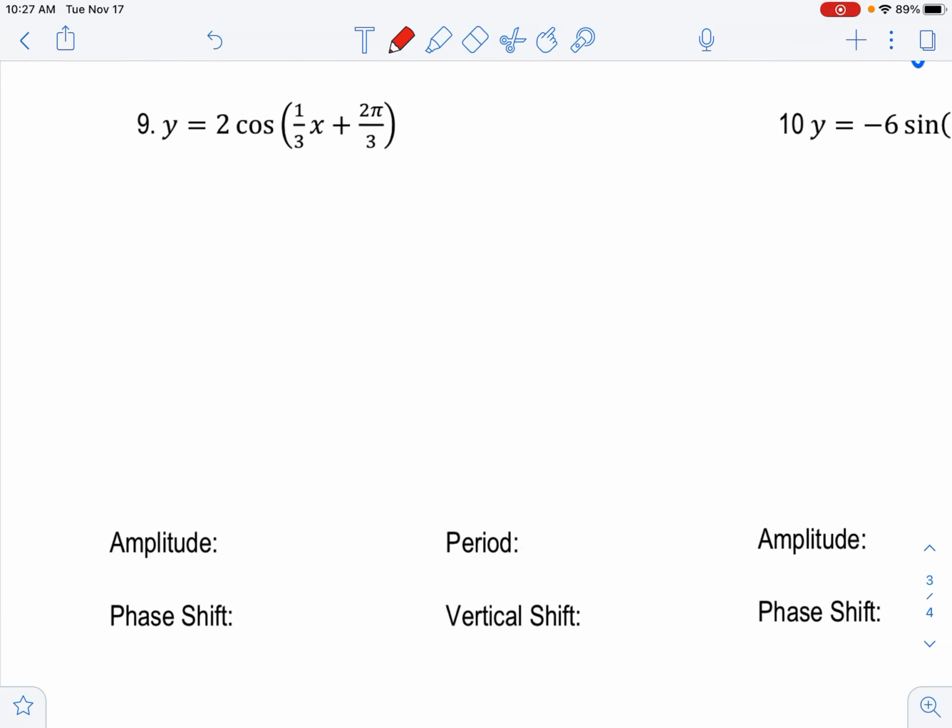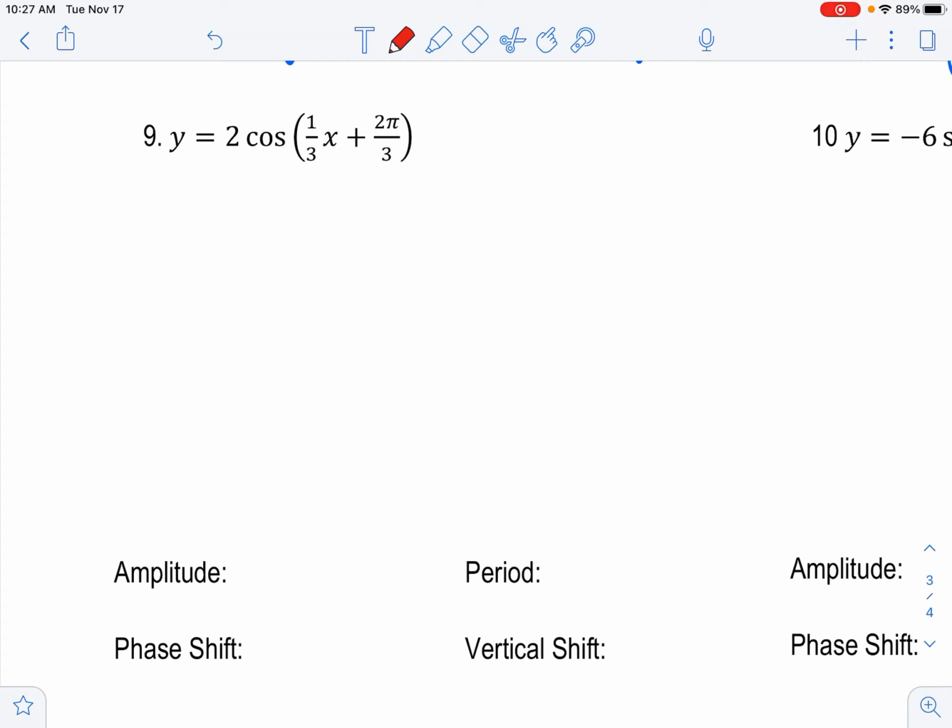All right, 2 more. Why don't you pause the video and try these yourself if you haven't done any yet. All right, let's see how you did.